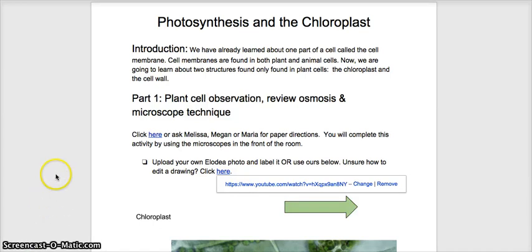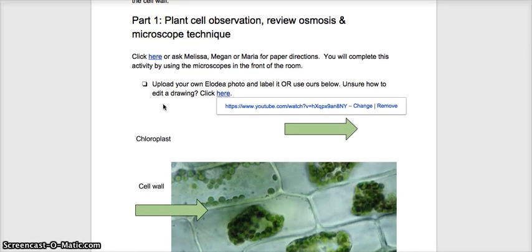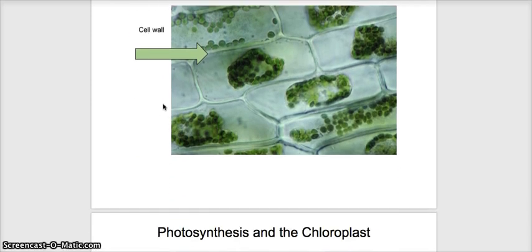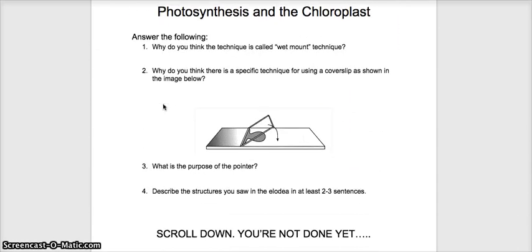Hi you guys, I'm going to preview the assignment called Photosynthesis and the Chloroplast. Here's a brief introduction. We want you to read it. Part 1 is an activity that you will do at the front of the room. We'll probably call you up in the front of the room to do it with either Megan or Melissa.